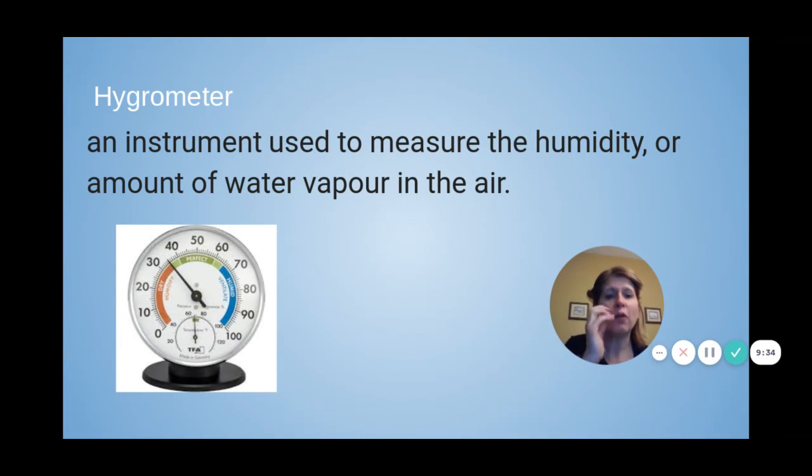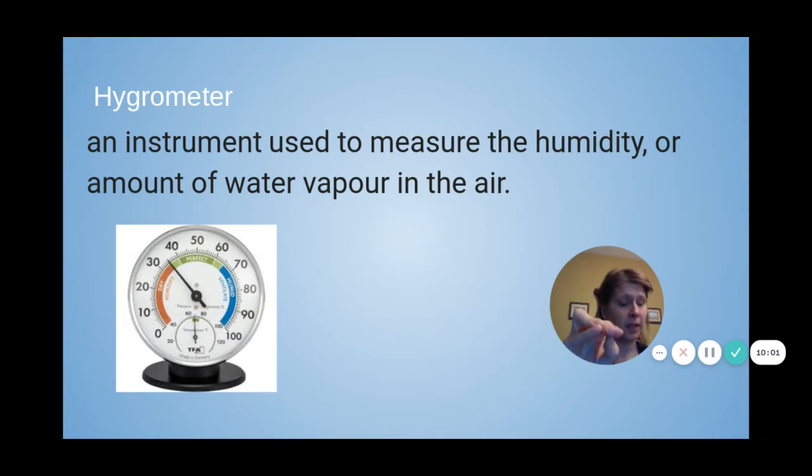All right, we've talked about five main concepts. We've talked about thermometer, which measures temperature. A barometer, which measures air pressure on the Earth's surface. An anemometer, which measures the wind speed. A rain gauge, which measures the amount of precipitation or liquid that has fallen from the sky.